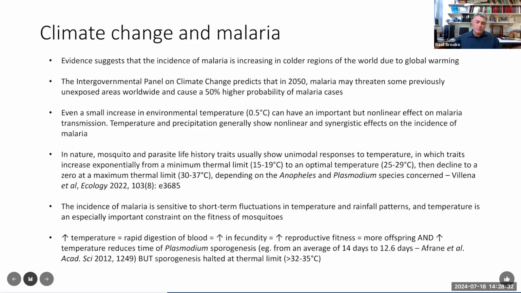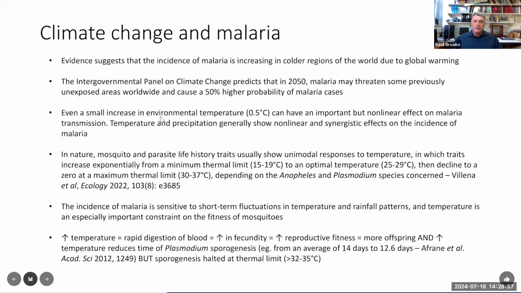But what also happens with the Plasmodium parasites is they will not produce sporozoites at roughly above 30 degrees. And that's also really important, because what all of that means is that you can have high temperatures and high vector densities, but no sporogenesis, which means no malaria transmission.